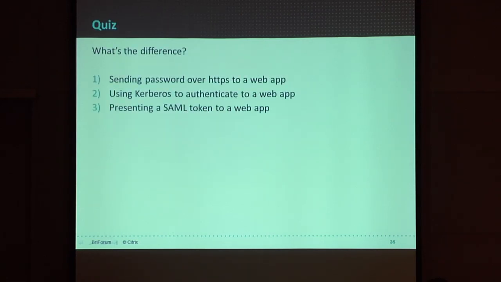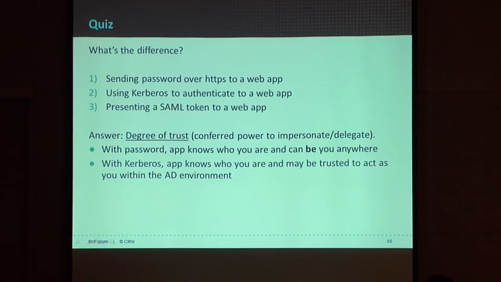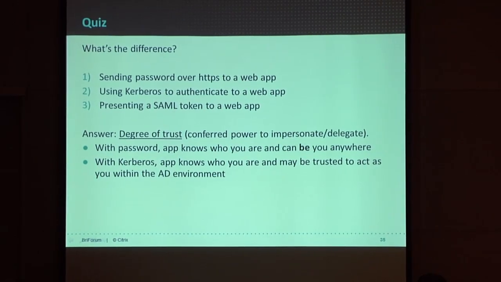So if we come back to our quiz briefly, hopefully you can now understand the difference between these three models. My answer to this is that the difference is about the degree of trust. If you give a password to a website, you've given it a credential that can be replayed, and it can be replayed at any system where you happen to have used that password. And we know how people often tend to use passwords in more than one place. So that's like complete trust. You're completely trusting that web app to not abuse your password because you've given them the power to be you anywhere that password works. Kerberos is definitely more constrained.